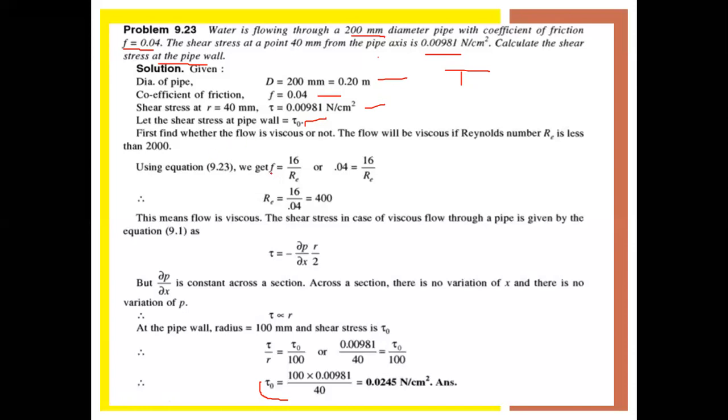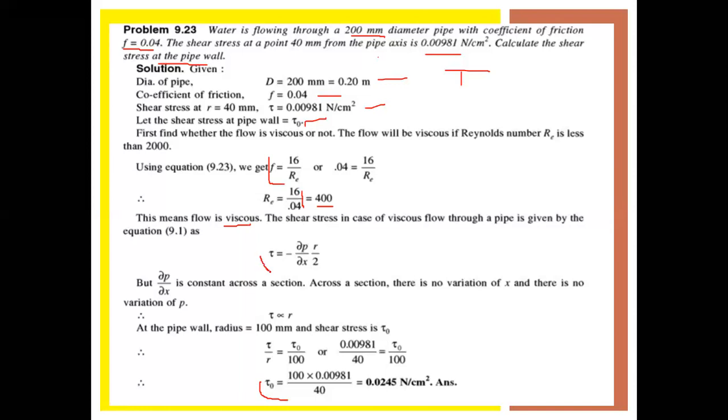By taking the equation f equals 16 by Re, find out the Re value. So Re is equal to 16 by 0.04, that is equal to 400. Now, 400 is less than 2000. Therefore, it is a laminar or viscous flow.